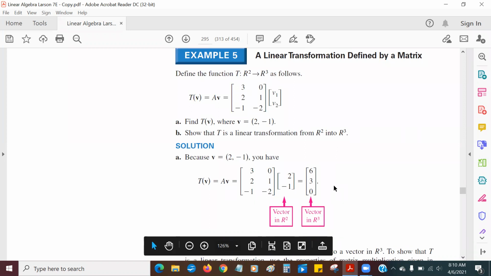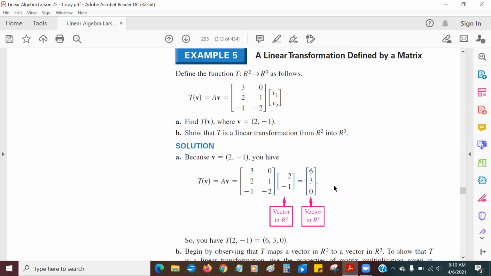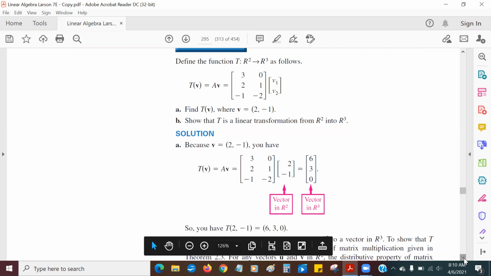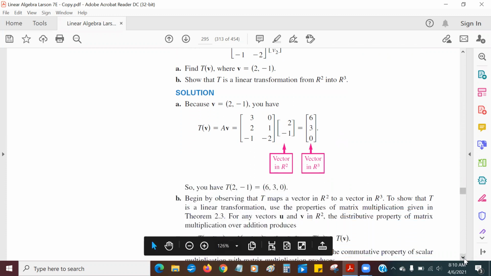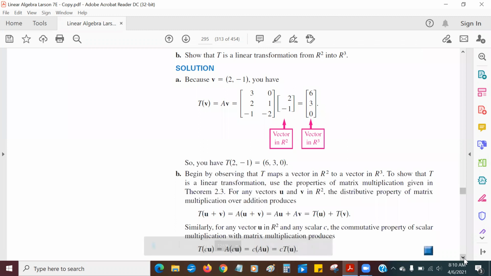And that's simple, straightforward matrix multiplication, which we've done a whole bunch of examples of back when we were studying matrices. But notice that I took a vector in R2 as my input, and my output was a vector in R3. So there you go. Now let's just show that this is a linear transformation.